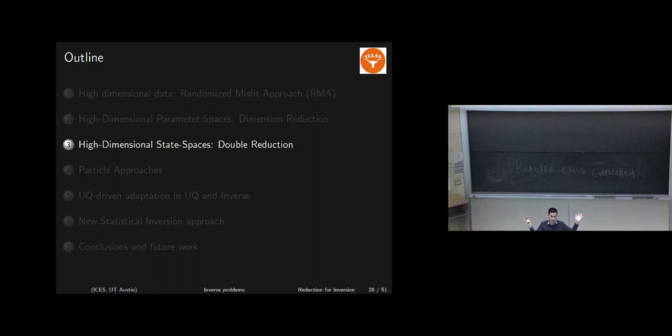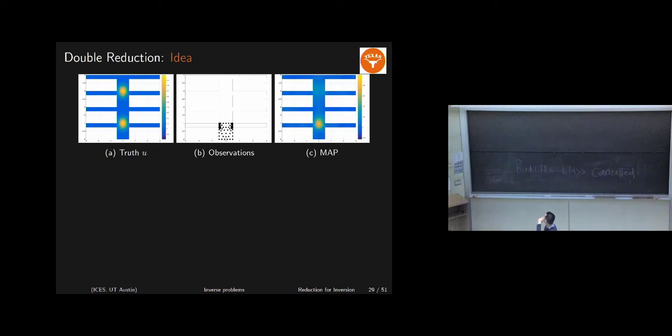Now, I think this is interesting, so I'm going to share with you one way to do double reduction, in terms of reducing the data, reducing the parameter, and also the state. This is what we first do in engineering. Actually, I am. So when I look at this one, this is the exact solution that we want to invert for, the true U. And these are observations.